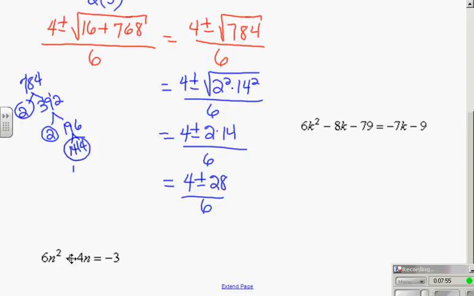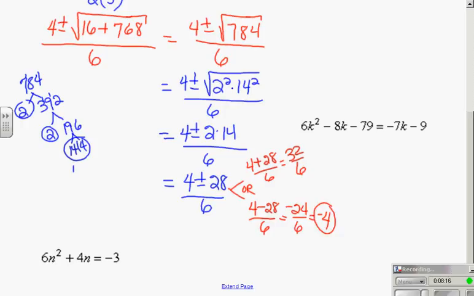Now I have two baby problems that result from this. I've got 4 plus 28 divided by 6, or I have 4 minus 28 divided by 6. So this is 32 divided by 6, and this is negative 24 divided by 6, which is negative 4. Reduce your fraction. These have a common factor of 2. So my answers are 16/3 and negative 4.